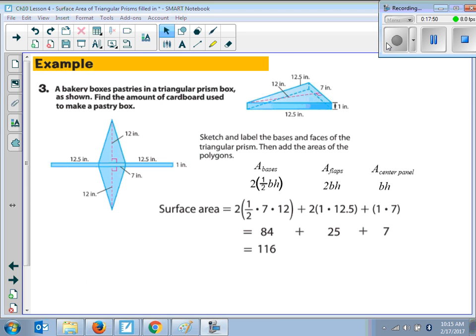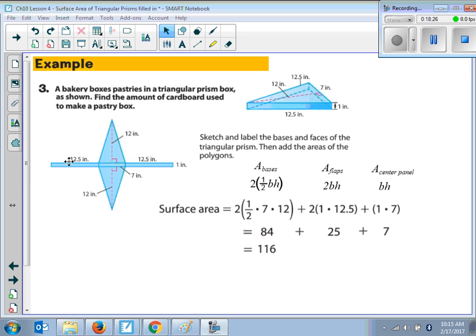So example 3 says, a bakery boxes pastries in triangular prism boxes as shown right over here. Find the amount of cardboard used to make the pastry box. So when we're using the amount of cardboard, of course, that's going to be surface area. So here, what they did was they made the net version. They just exploded it out. And then you can see you've got two bases, which are triangles, right? So that's 1/2 base times height, times 2 of them.